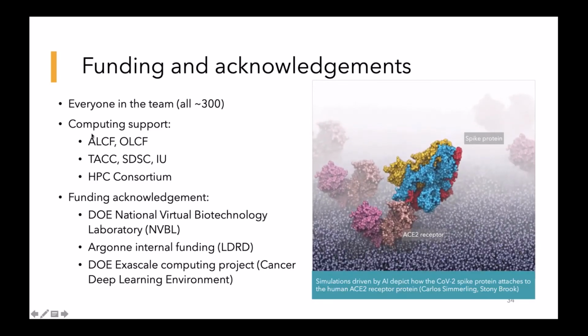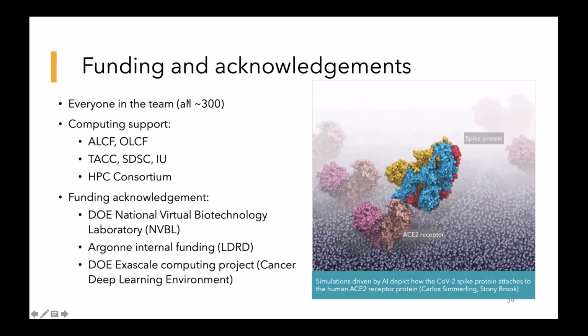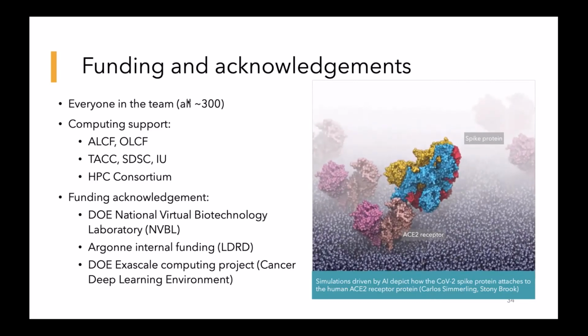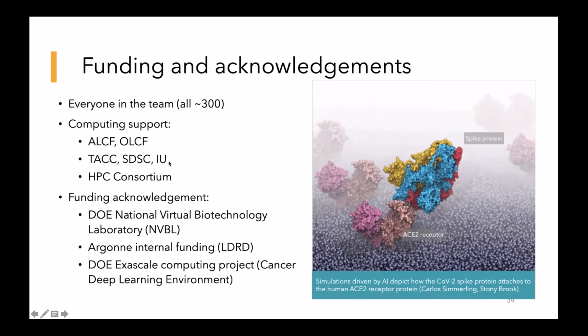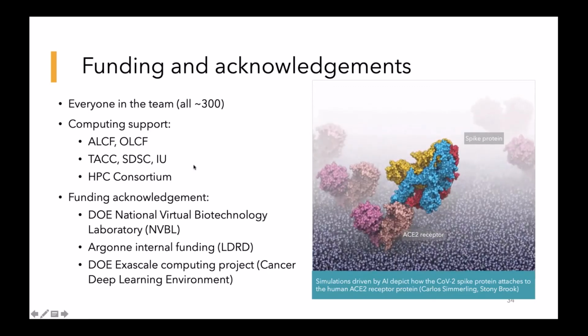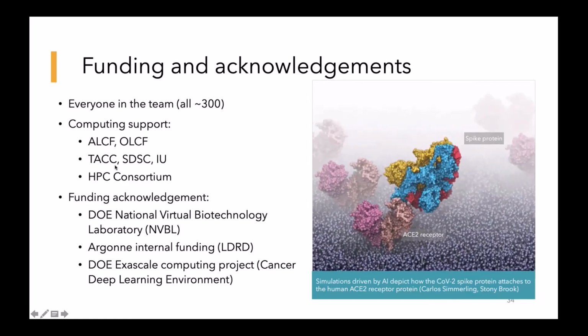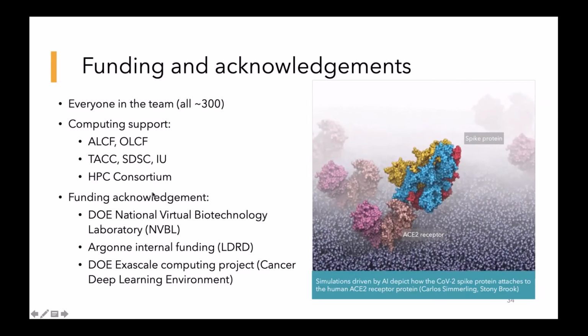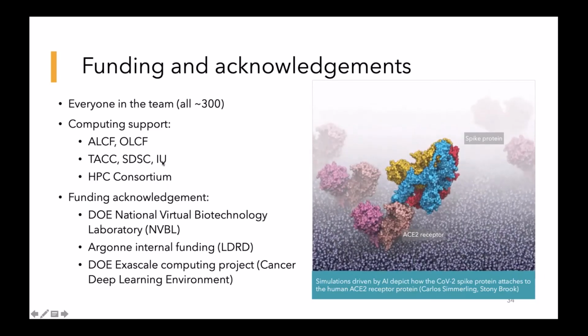Of course, all of this is not possible without all of the people that are involved in this research, nearly about 300 people. The computing support was provided to us by Argonne Leadership Computing Facility as well as Oak Ridge Leadership Computing Facility. We were also fortunate to get compute time on TACC, which is the Texas Advanced Computing Center, San Diego Supercomputing Center, as well as Indiana University.